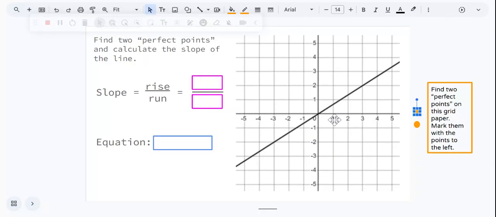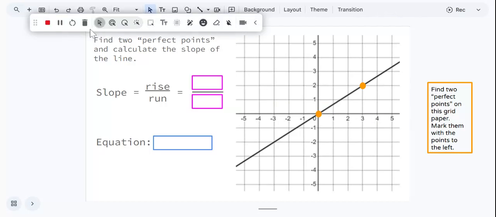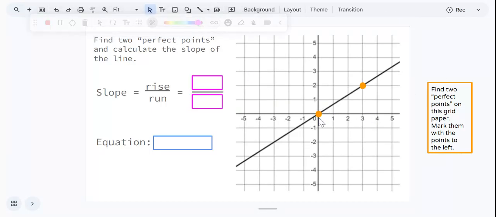Back to positives. Put that dot on the origin. Trace your line up till you find the next perfect point. See, that's in the middle, in the middle, in the middle, right here. There it is. We're always going to go from left to right. My rise, I'm going to go up 1, 2. And I'm going to go over 1, 2, 3. My rise is 2. My run is 3. My slope is 2 over 3.